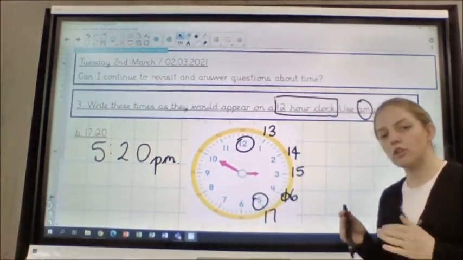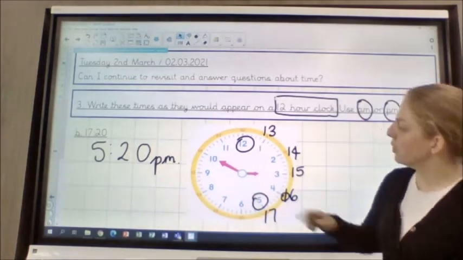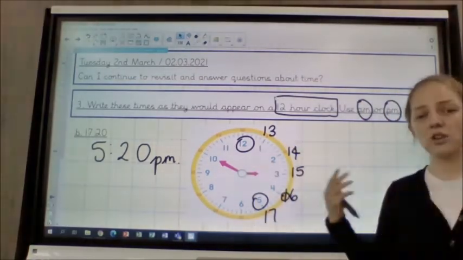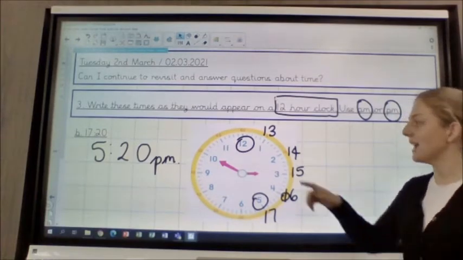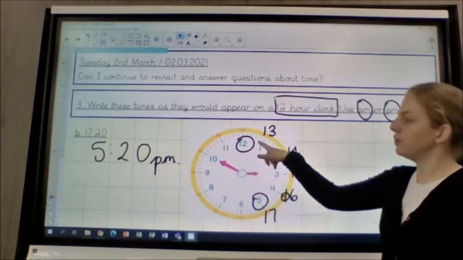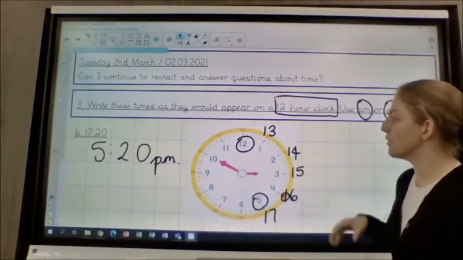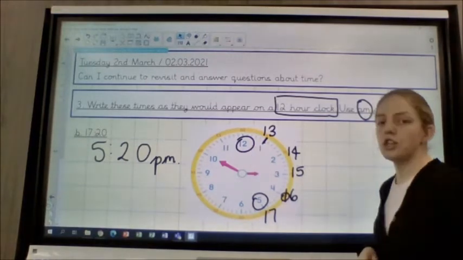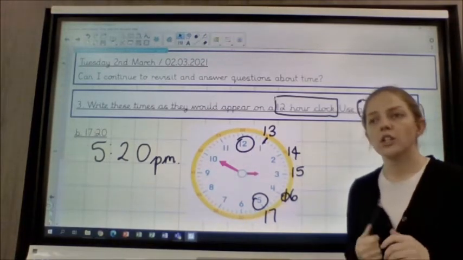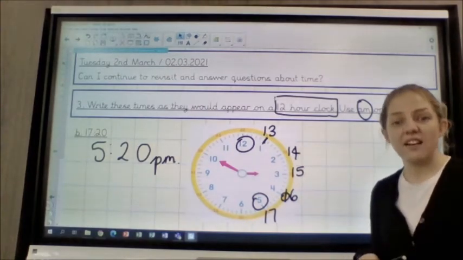So it's your job to go through all the other times that you've got in your workbook. And I would use this method where you get yourself a clock face and you write down numbers after 12 that are seen in a 24-hour clock to help you convert it. Because you can see there, 13 is the same as 1. So 1 is 1 a.m. and 13 is in the afternoon, okay?